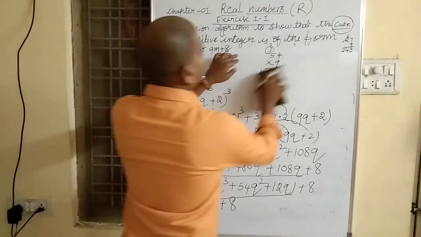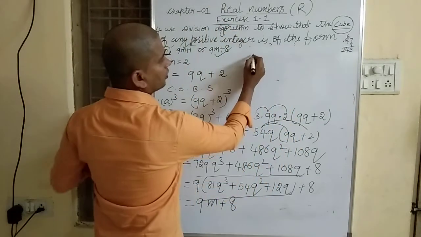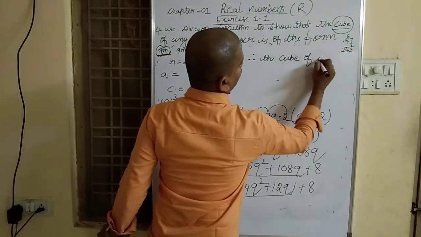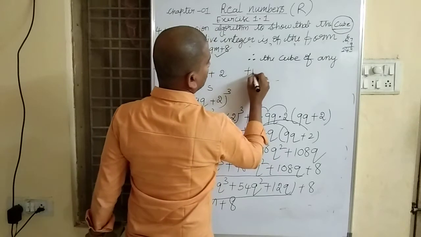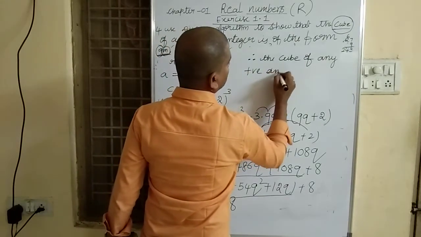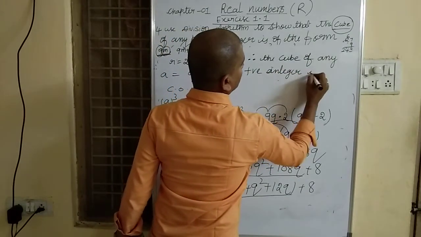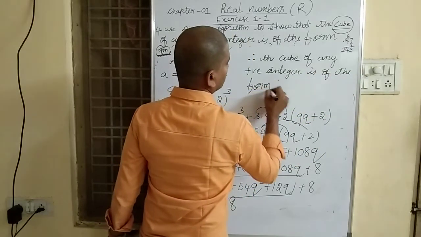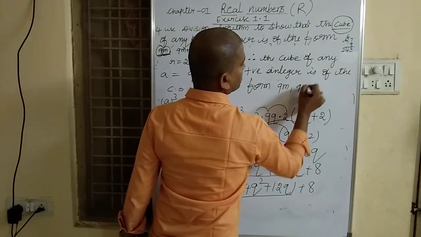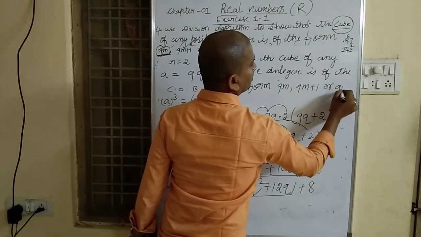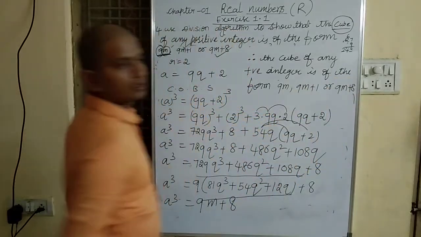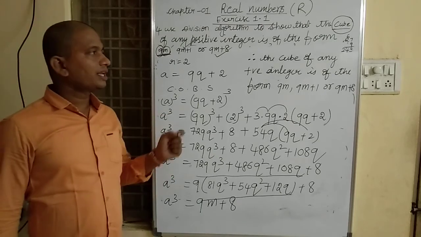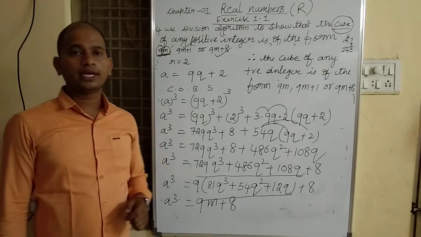So therefore, the cube of any positive integer is of the form 9m, 9m plus 1 or 9m plus 8. Okay, which is also an important 4 mark question. It carries 4 marks, also an important question, right?